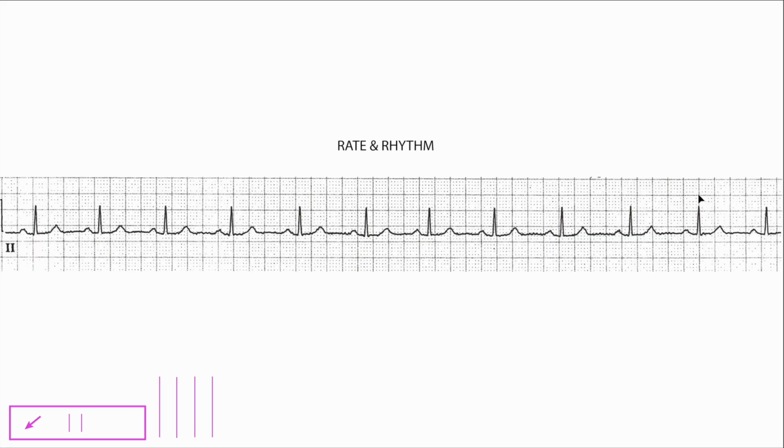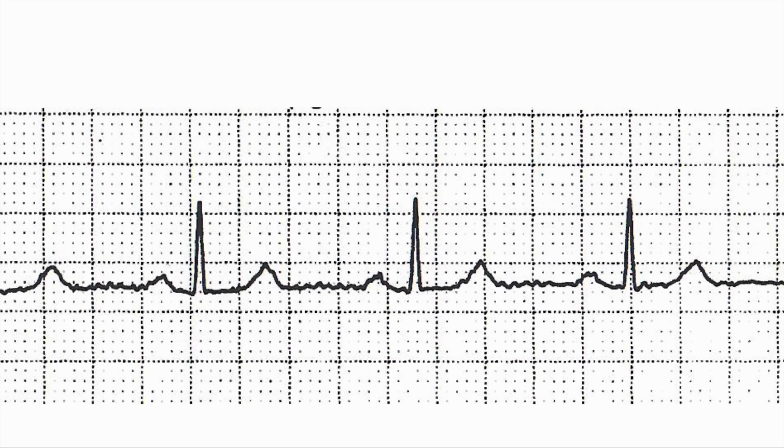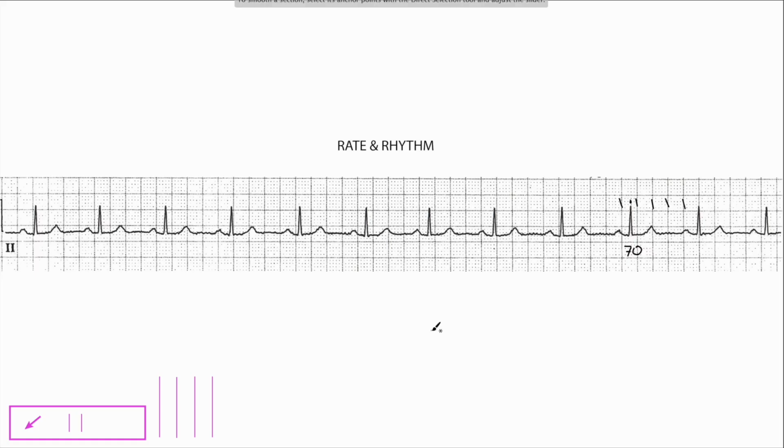I'll find one of these QRSs that's on one of these thick lines here, and then I'll just use the 300 method. Okay, 300, 150, 100, 75, 60, roughly a third of the way in. We're looking at 70 beats per minute.